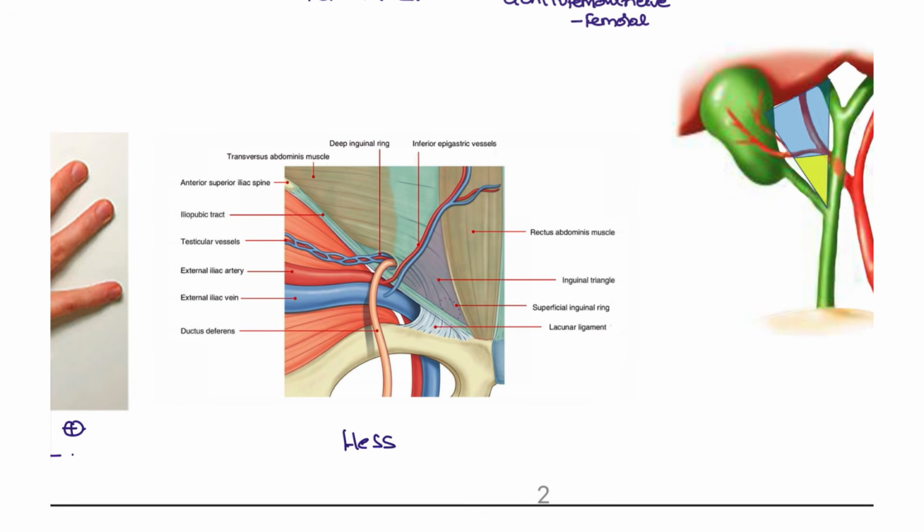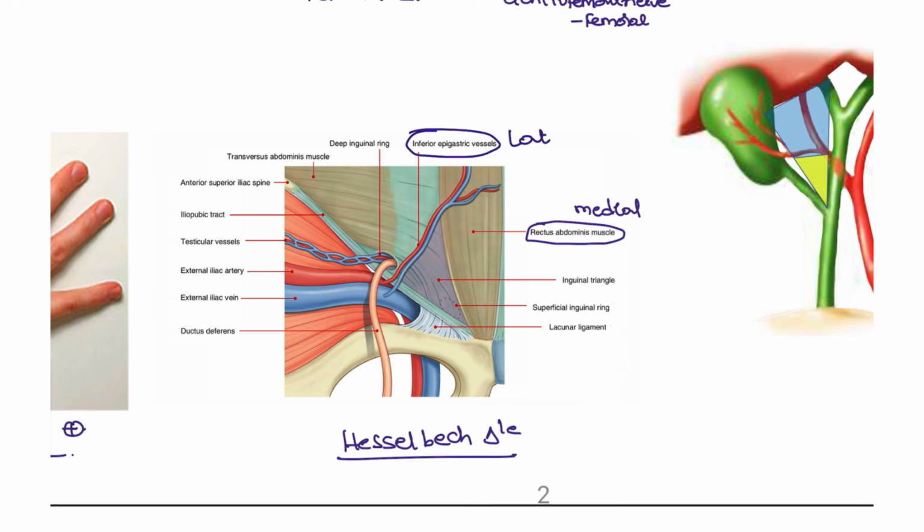Next, another triangle. This is the Hesselbach triangle. In the Hesselbach triangle, what are the borders again? On the medial side the border is the rectus abdominis muscle, okay, and on the lateral side, this is the inferior epigastric vessels.